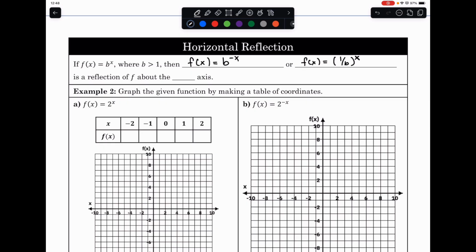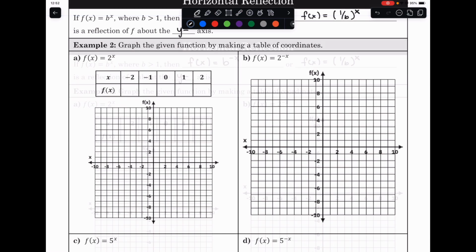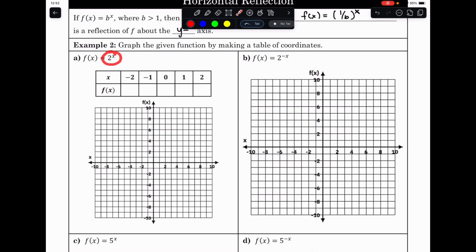So whether you're given the equation in this notation or you're given the equation in this notation, they're going to both be a horizontal reflection of the original graph of b to the x power, which is going to be a reflection across the y-axis. So let's look at example 2, a and b. In a, I have the original function of 2 to the x power, and in b, I want to get the reflection of that.